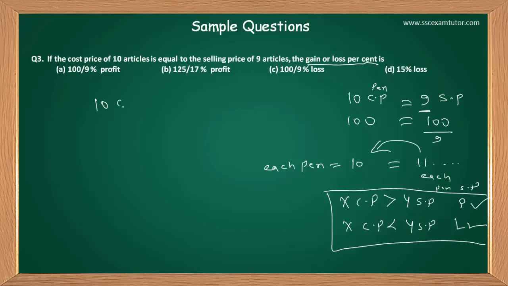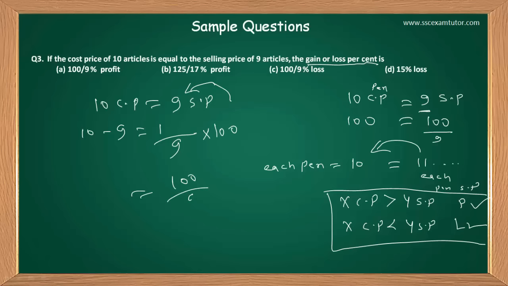It says 10 CP is equal to 9 SP. Do the same thing, subtract these two values and you will get 1, and use this SP as your base. The answer will be 100 upon 9, and since this CP part is greater than the SP part, there will be profit. So the answer will be A, not C.